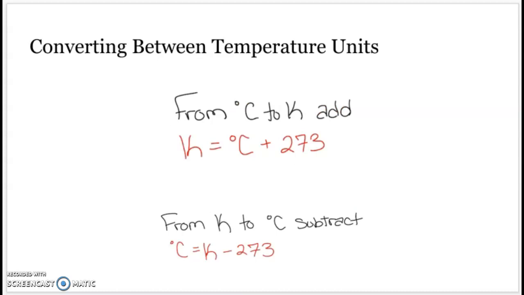When we are going from Celsius to Kelvin, we just add 273. 0 degrees Celsius equals 273 Kelvin. So to get from Celsius to Kelvin, you just add 273. When you are going from Kelvin to degrees Celsius, you subtract 273. Remember, if you want to double check yourself, degrees Celsius will always be smaller than Kelvin.